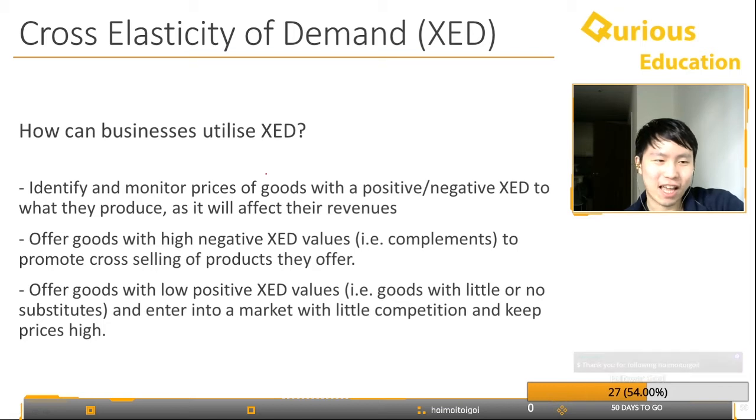So we're just looking at elasticities between different products at the moment. Yo.